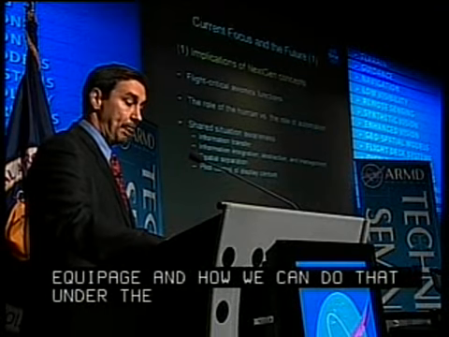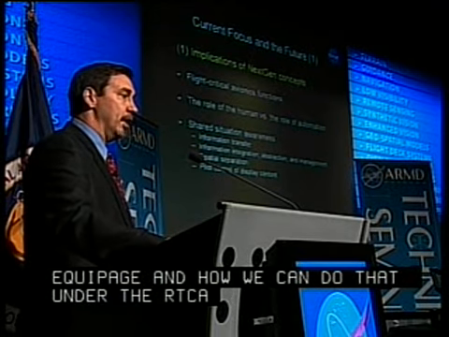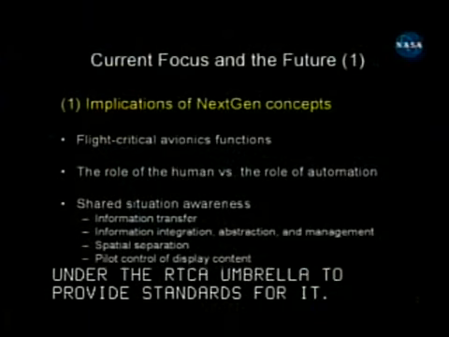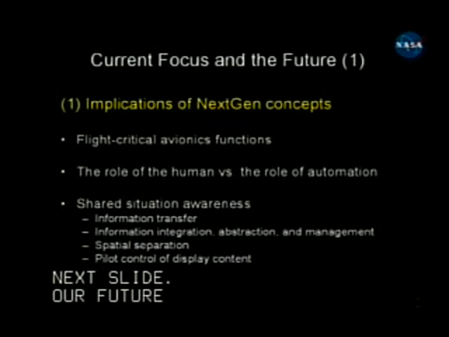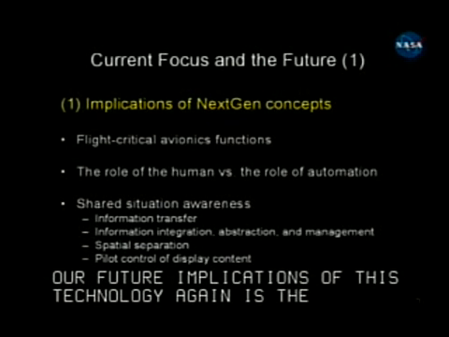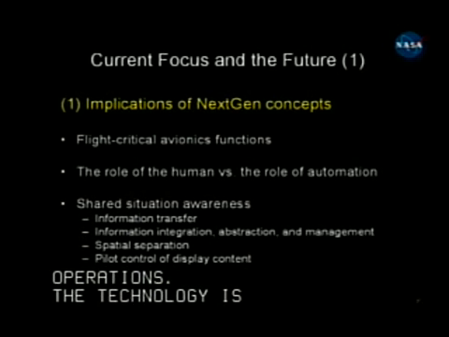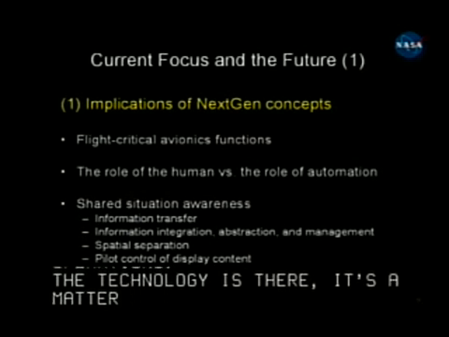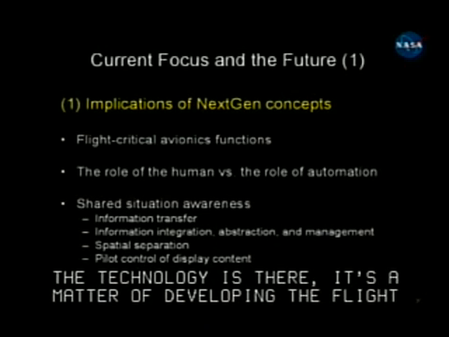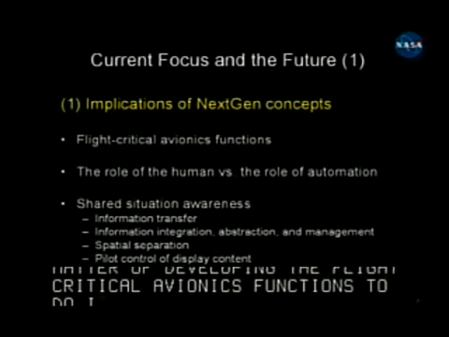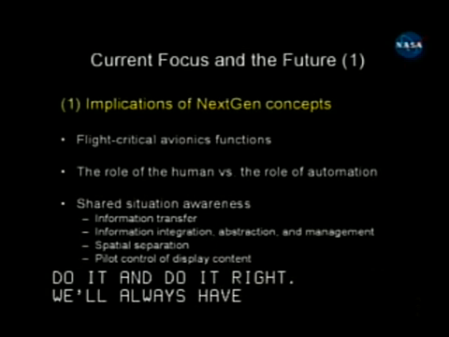Next slide, please. So our future implications of this technology, again, is the concept of equivalent visual operations. The technology's there. It's a matter of developing the flight-critical avionics functions to do it and making sure we do it right. We'll obviously always have the role of automation and the role of the human in that, so we're trying to make sure that that is optimized.